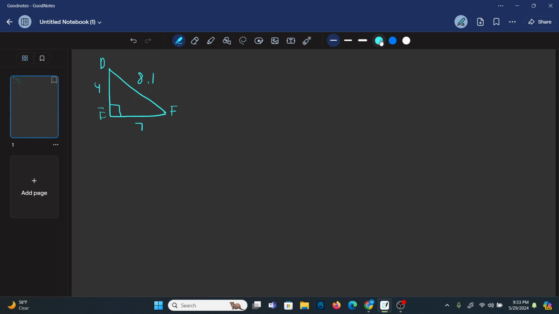So, in order to do this problem, we need to know an acronym called SOHCAHTOA. And this is something that you should have on your notes. So, the first one, SOH, means it's for the sine and is opposite over hypotenuse. So it's sine for S, opposite over hypotenuse.